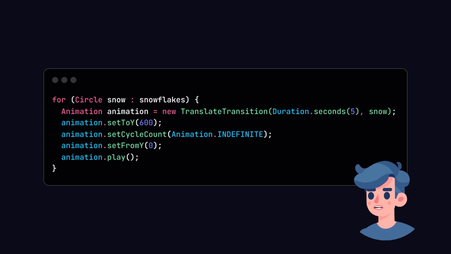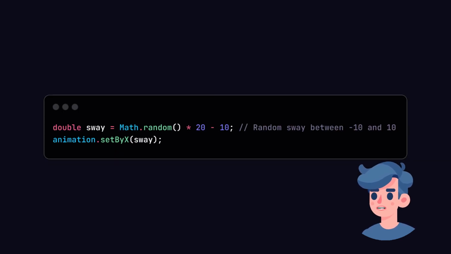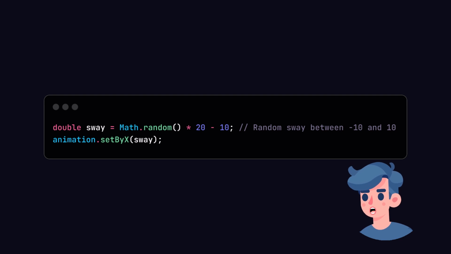Just like with the rain effect, you will add a timeline for snowflakes. This time, the animation will involve a gentle falling and slight swaying to mimic how snow falls. To make the snowflakes sway, we can add a random horizontal movement to the animation. Let's modify our animation setup accordingly.